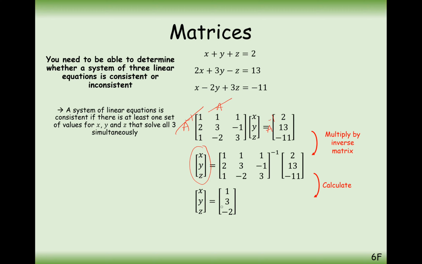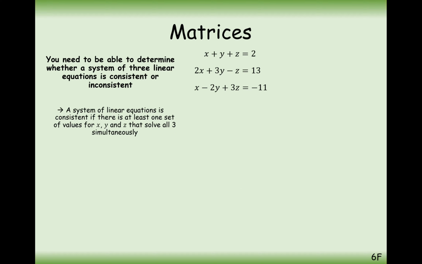x equals 1, y equals 3, z equals minus 2. And if you were to substitute those coordinates into all 3 equations, you'll see that they would all work. They would all come out to equal the correct number at the end: 2, 13 or minus 11. So this here is the single coordinate at which the 3 planes would intersect. We knew it had 1 intersection point because the determinant of the matrix was not 0; it was a non-singular matrix.